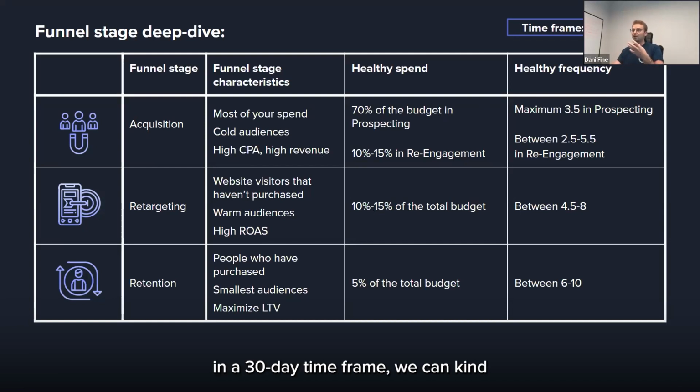And for example, in a 30-day time frame, we can work with healthy frequencies. We wouldn't want the frequency to go above 3.5 for top of funnel, because these are cold audiences. We don't want to spam them. Retargeting, right? These are people that came to the website but didn't purchase. This is where we really want to convert them, and this is usually the highest return on ad spend. So here we can let the frequency go a bit higher, to really 4.58, and we'll talk about this in a second and why it's so crucial, because this allows us to identify the scalability.